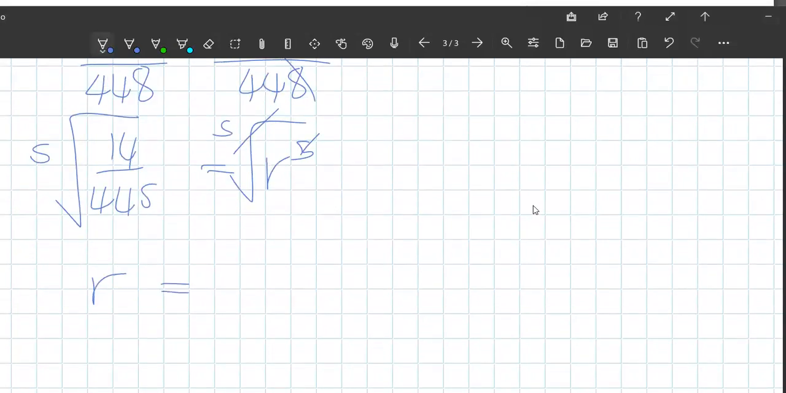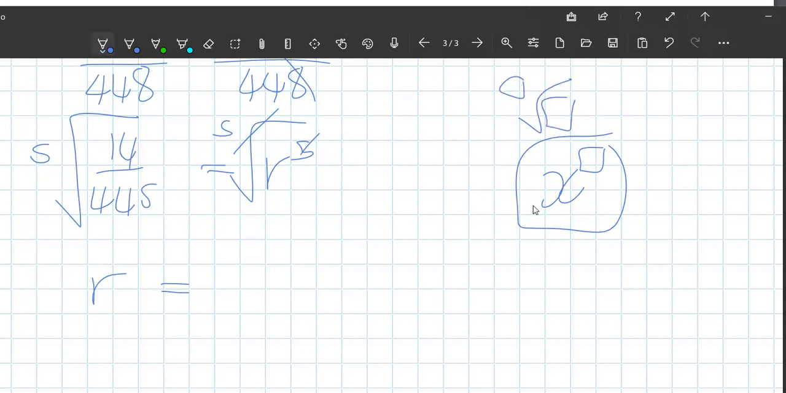It's in the calculator. So this is the second function of this, so it's above that to get the 5th root. Press shift and then this button. Add 5 there, and you can straight away put 14 over 448. R comes to a half.